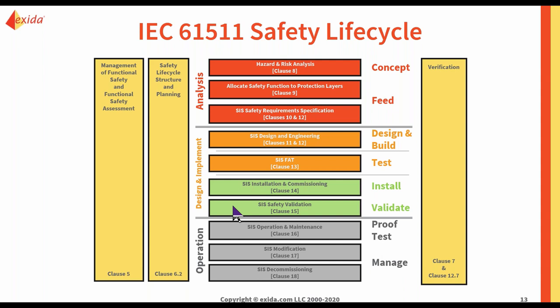And some people would actually describe the lifecycle as a kind of positive feedback loop, because we have these verifications, we have safety lifecycle structure planning, and we also have these assessments, which constantly monitor each stage of the different activities based on different clauses. And if something goes wrong, then we have feedback. For example, if something went wrong and it's caught by the proof test, we need to make some modifications, then feed the information back into the concept, do the HAZOP and the hazard and risk analysis again, formulate a new design, install it, and then go back in again. This is a loop that keeps going.